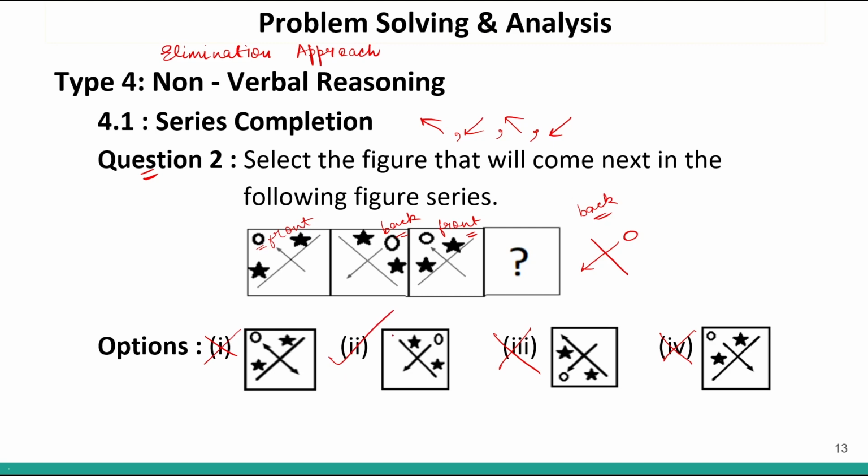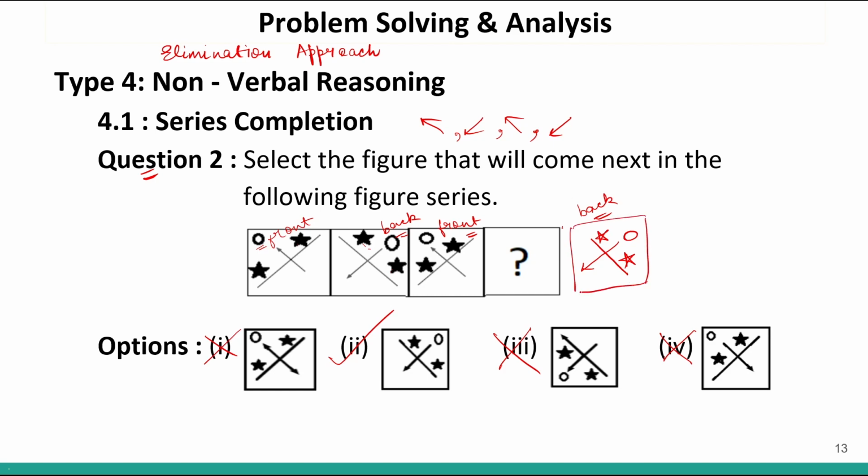Now let us check for the stars as well. If you look at the stars, over here they are in the first two quadrants, that is quadrant 1 and 2, facing towards the arrow. They are in the quadrants where the arrow is facing. Over here they are in the quadrants of the opposite direction of the arrow. Over here again they are in the quadrants facing the arrow. So now they will be in the quadrants facing opposite from the arrow.